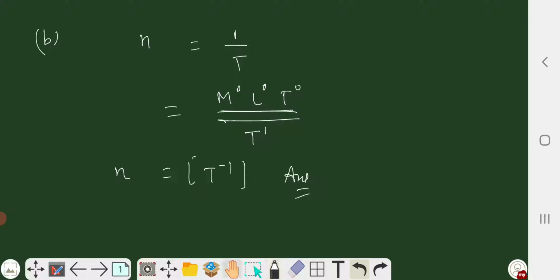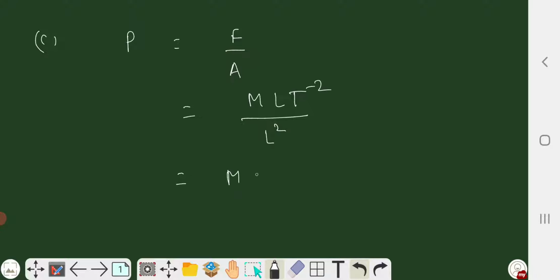Next, part C. Part C says to find the dimensional formula for pressure. So I will write the formula for pressure: P equals F upon A. Now I will write the dimensional formula for force, which is MLT^-2. If you don't know it, I can show how to find it, just wait for a while. The area of anything you can write as L squared, meaning side squared. So after solving, I will get ML^-1 T^-2.